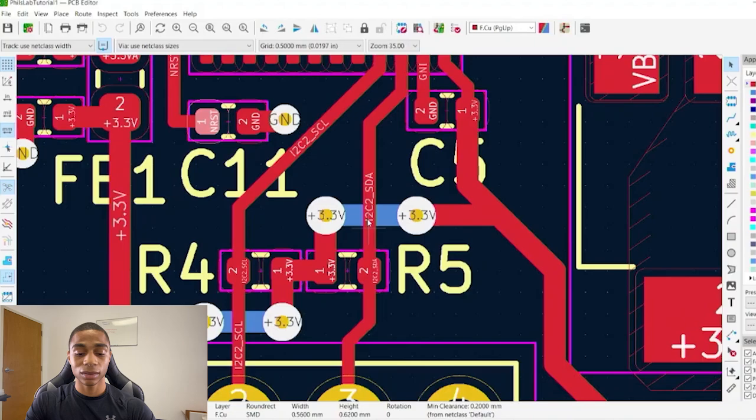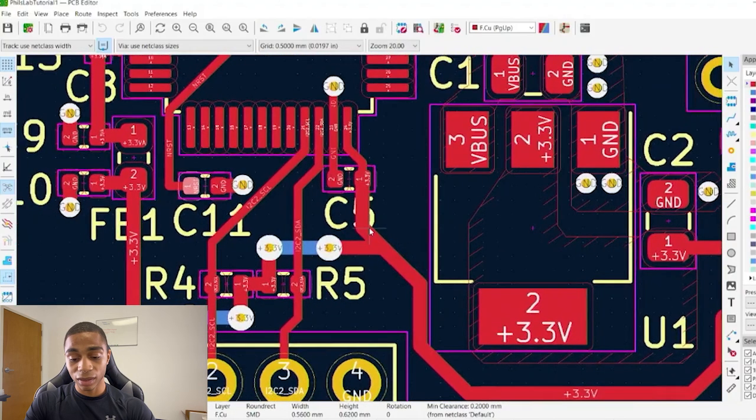Now if we take a closer look, we also begin to notice that our power vias here, which is our 3.3 volt, and then our ground vias, like this one, our power vias are a lot larger than our ground vias. And that's because larger traces or larger vias have a lower resistance, which means they have a lower voltage drop, which means that they more efficiently carry power because they have a higher current carrying capacity or ability.